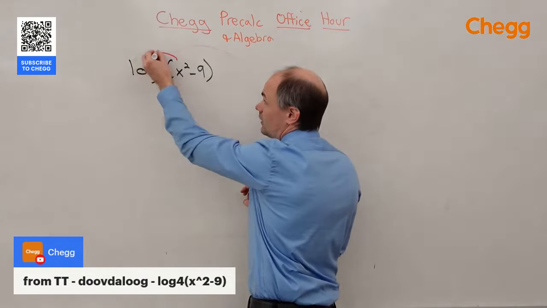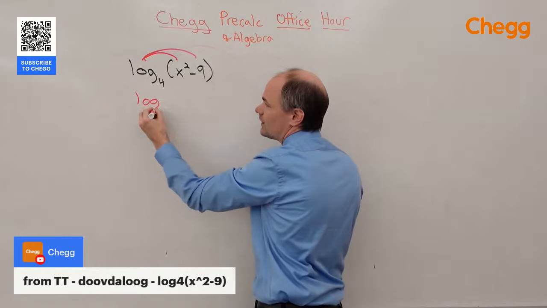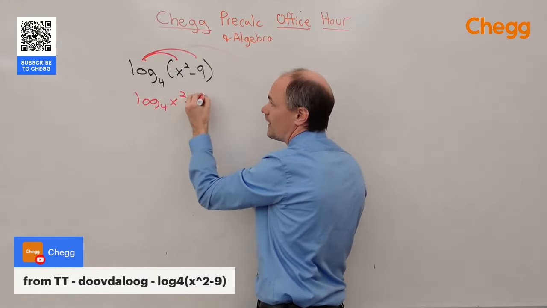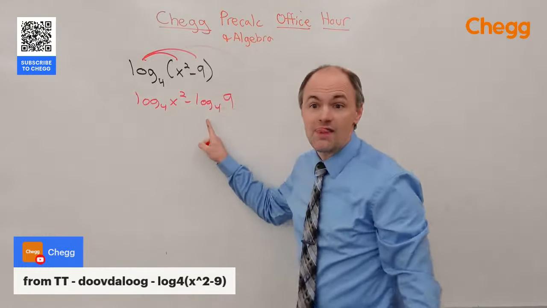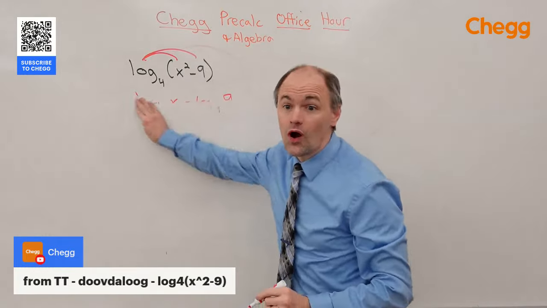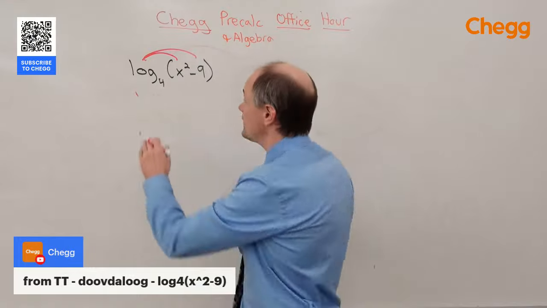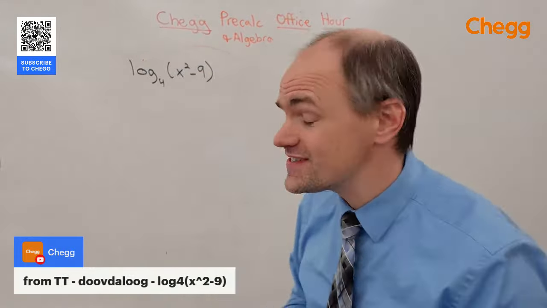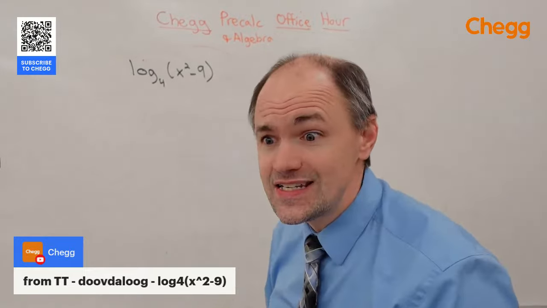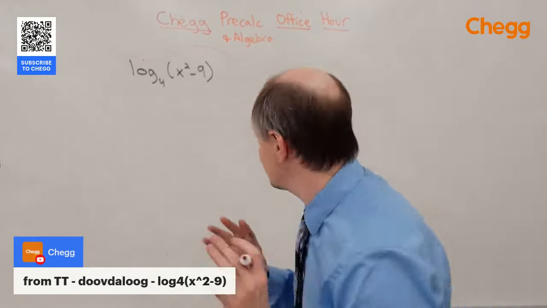You distribute the log through, and I see people write log base 4 of x squared minus log base 4 of 9. That's bad. That's wrong. We don't do that. You cannot distribute the log. Every time you distribute a logarithm through parentheses like that, a kitten dies. Don't kill kittens. It's terrible.